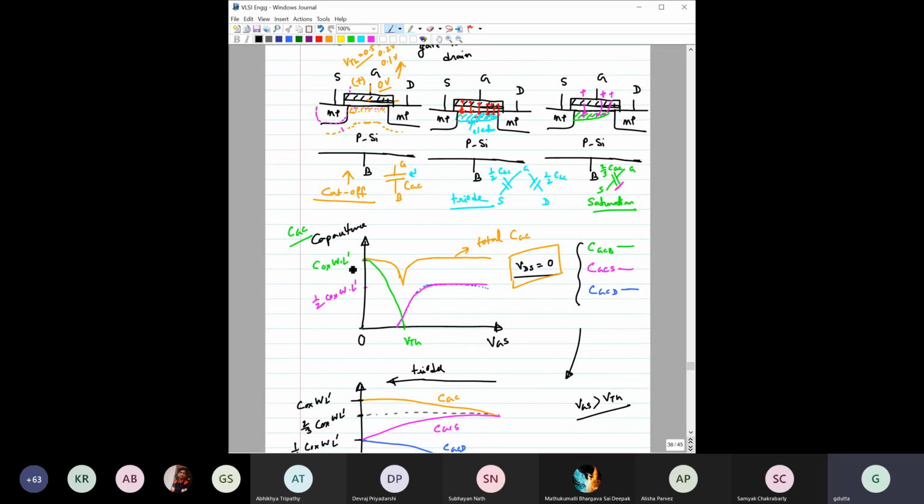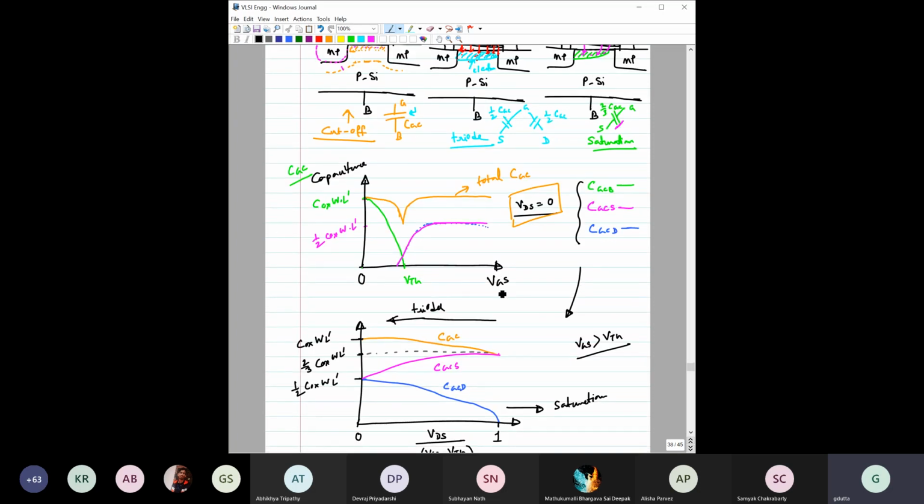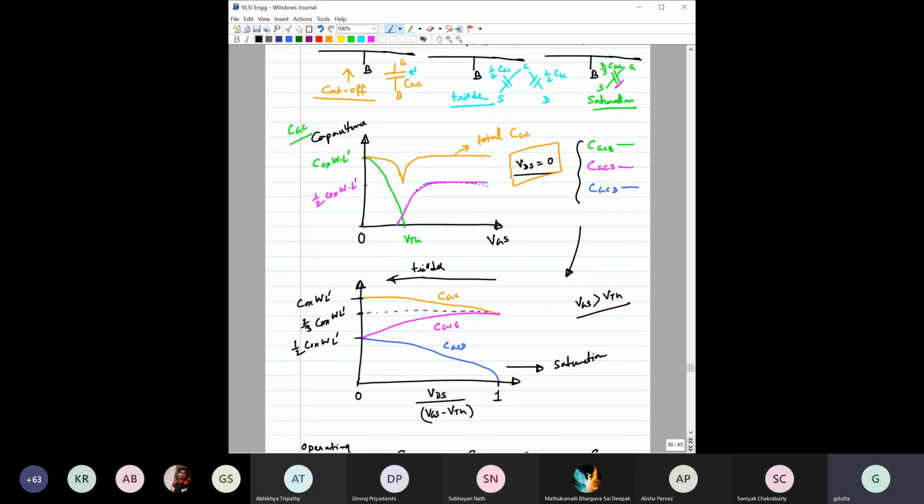Then we saw that if we plot for a particular VDS, that is VDS equal to 0, how these three individual components and the total capacitance look. I hope you have understood it. If you have any doubt, you can ask. In the other case, we kept VDS equal to 0 and changed only the gate voltage, and here we change the gate-drain voltage as well. We saw how, depending on the region of operation, the total capacitance as well as the gate to source and gate to drain channel capacitances change.